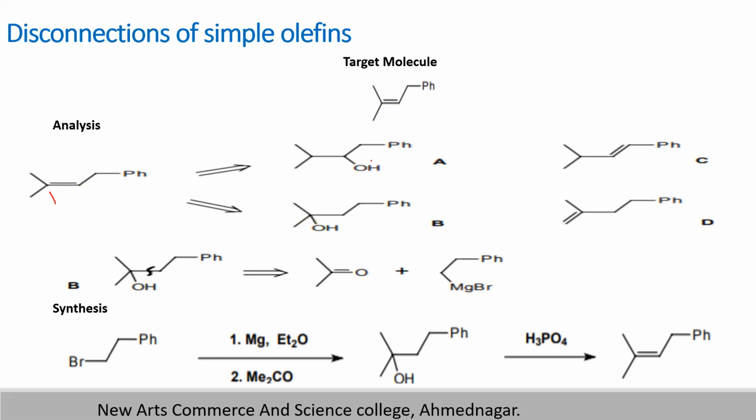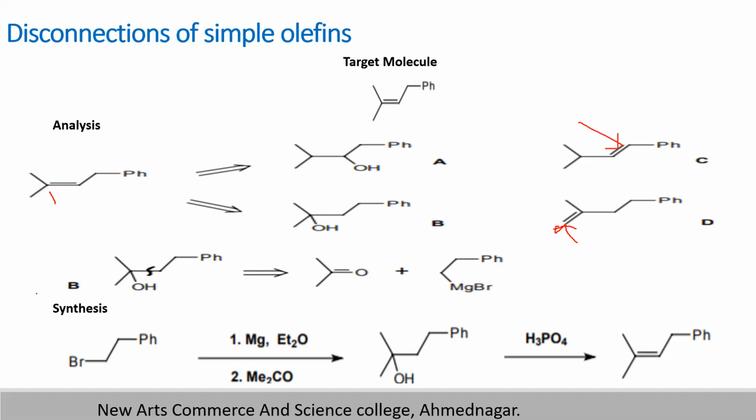The reason behind it is that with this hydroxy group, after the dehydration reaction, it may have a double bond at this position, or after the dehydration reaction, it may have a double bond at this side. So we don't get a single double bond position. No doubt we'll get the product, but there are chances of getting the other product also. So this is the bad route.